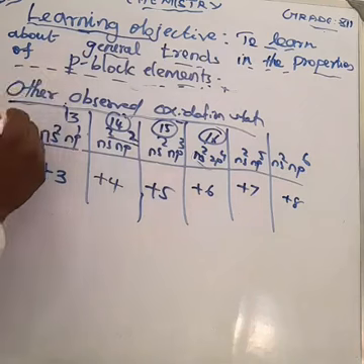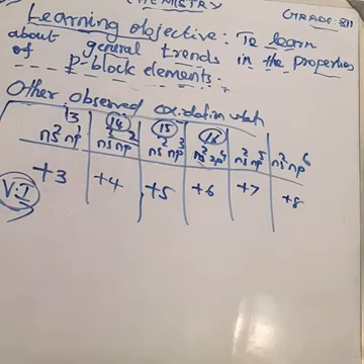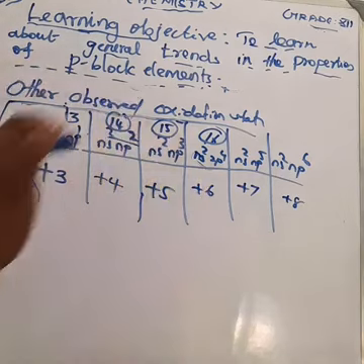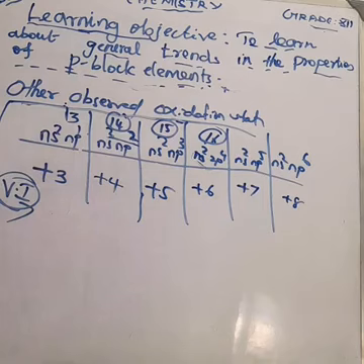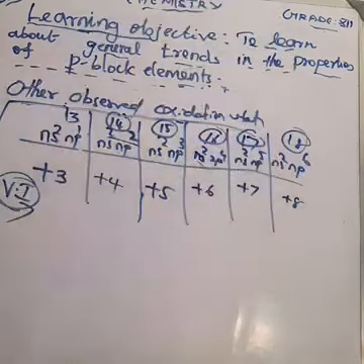other observed oxidation states. My dear children, the other observed oxidation state is how they are mentioned. This means, based on some reactions, the 13th group, 14th group, 15th group, 16th group, 17th group, and 18th group each react and get some of the other observed oxidation states.